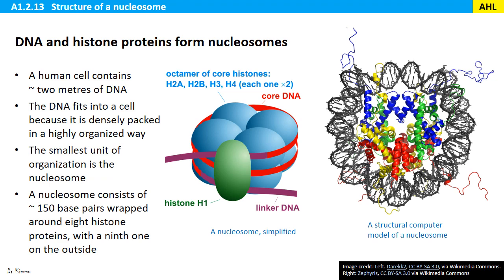A nucleosome consists of around 150 base pairs wrapped around 8 histone proteins, with the 9th one on the outside. The image in the middle of the screen shows this. The image on the right side of the screen shows the same thing, but that is a structural computer model of a nucleosome.